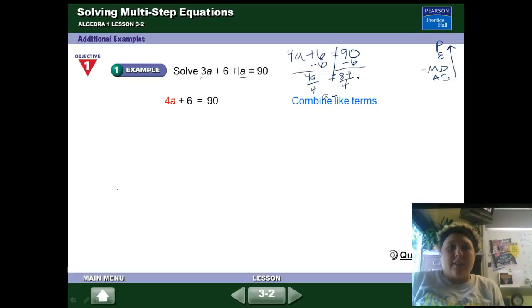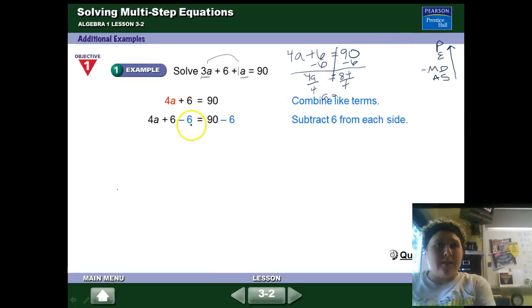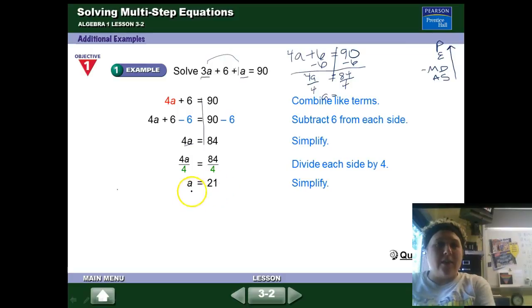So here, once again, the first thing they did here in red was combine the like terms, which we did, and we got our 4a. They subtracted 6 from both sides, so whatever they did to one side, they had to do the other. Now this is multiplication in between. So what are they going to have to do? They're going to have to divide by 4, and you can see that in green. And then a equals 21.